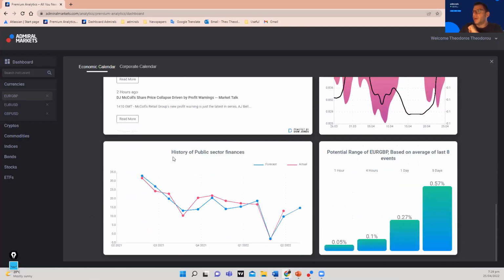Now, here we can see the history of public sector finances. You can see the forecast and the actual. Sometimes they are going quite well. Sometimes, like this one here, the forecast and the actual were the same side, and they create this impact on the chart. The previous time they created this impact on the chart, or here, for example, we had that deviation. You can see it from the dots here.